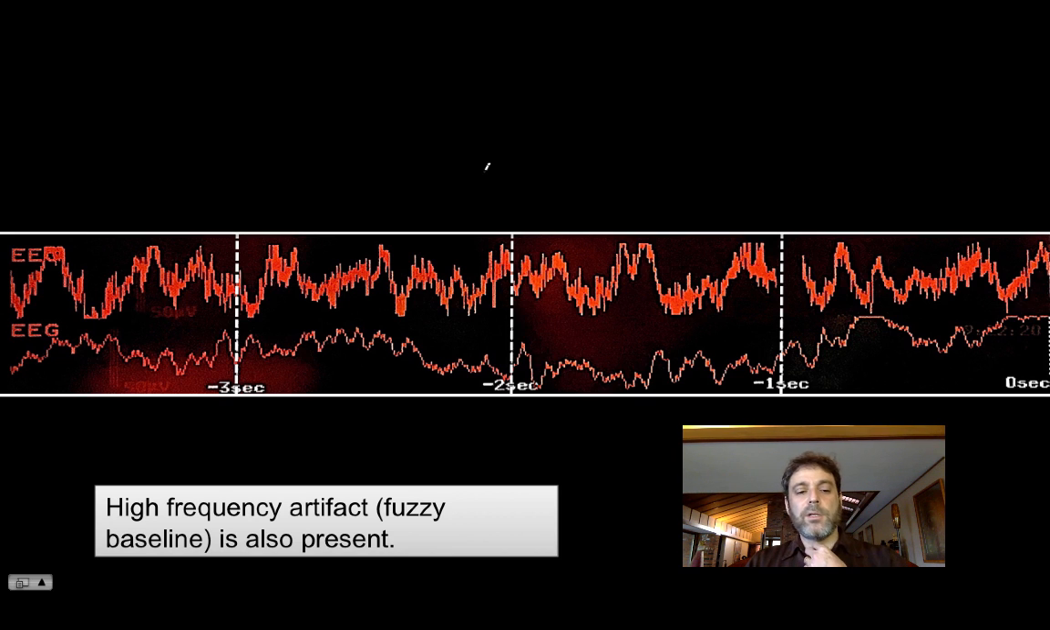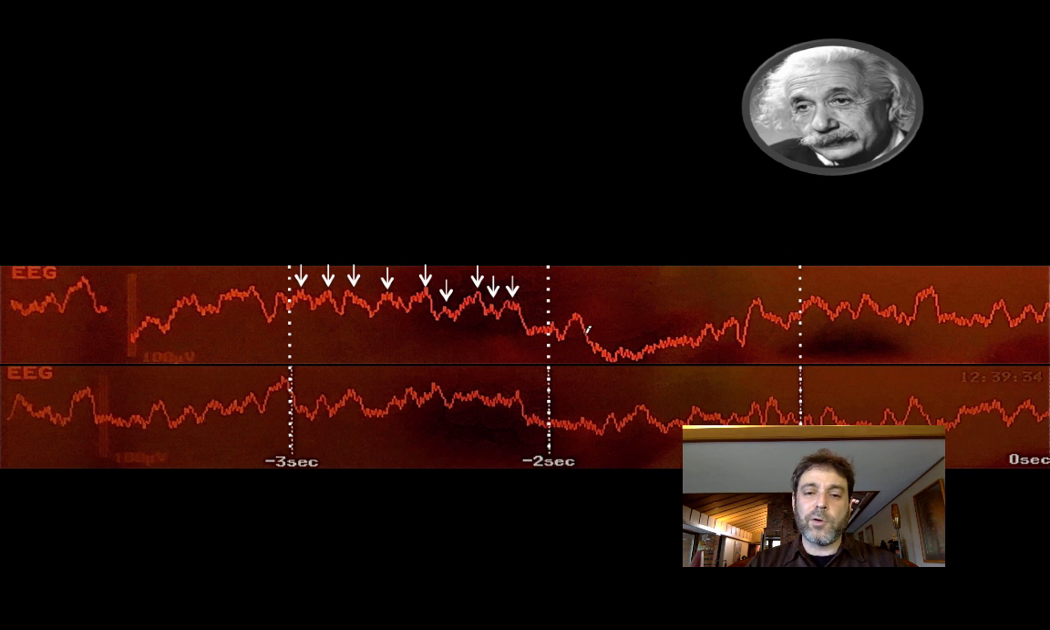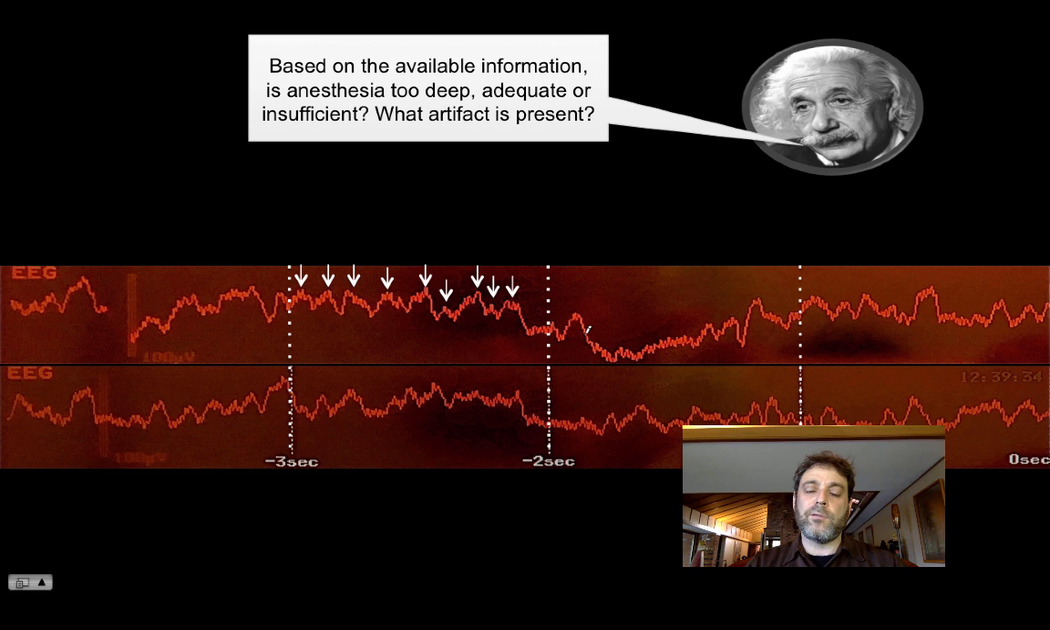Here is an example of high-frequency artifact. If you look, you can see this high-frequency artifact. That could be electrical interference. It could be a bit of poor contact with an electrode. So it is not the nice, smooth EEG trace that we would like to see. We're at 50 microvolts. So based on this information, what would you say about anesthesia?